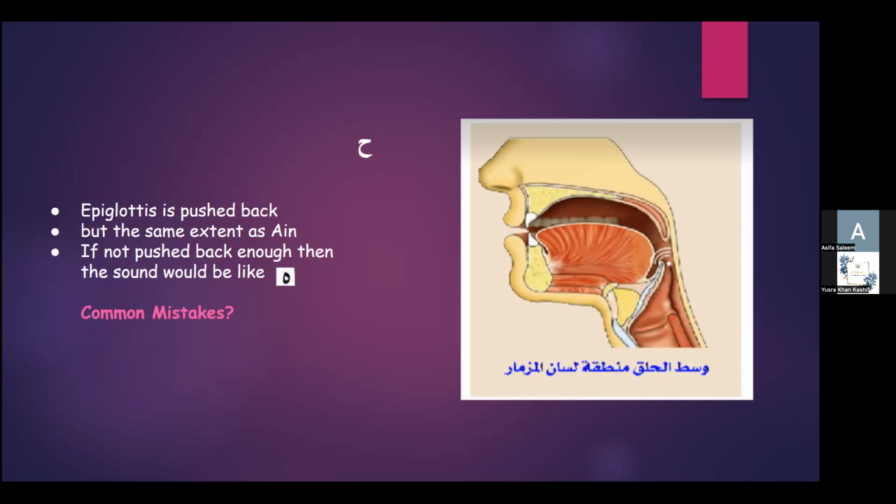Another common mistake for the letter Ha is that if we do not make it light, the letter will be like Ha, Ha, which is a heavy sound. We need to keep it light by keeping our tongue flat. Again, we keep our tongue flat. We should not be making it heavy.